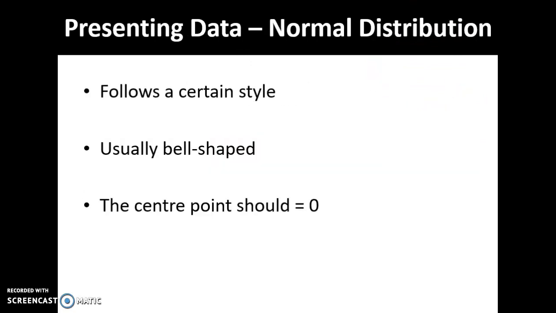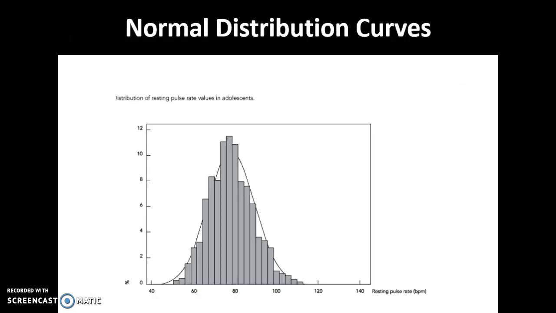So, normal distribution. The normal distribution follows a certain style, usually bell-shaped, and the center point should be 0. This is what a normal distribution curve should look like, with data around it. As you can see, you have the curve here, and then you've got the data sets above it. The normal distribution predicts the data set, and you could say that this data is normally distributed due to the curvature that it should take.